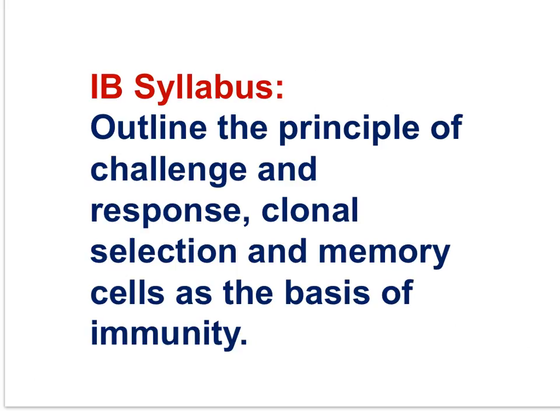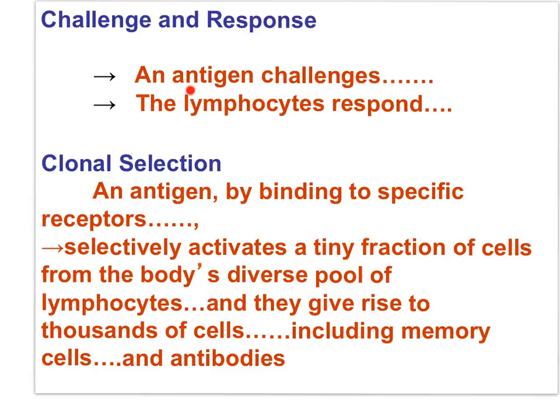Here's the relevant IB syllabus statement. Outline the principle of challenge and response, clonal selection, and memory cells as the basis of immunity. An antigen challenges, the lymphocytes respond, and we have clonal selection, where an antigen, by binding to specific receptors, selectively activates a tiny fraction of cells from the body's diverse pool of lymphocytes, and they give rise to thousands of cells, including memory cells and antibodies.